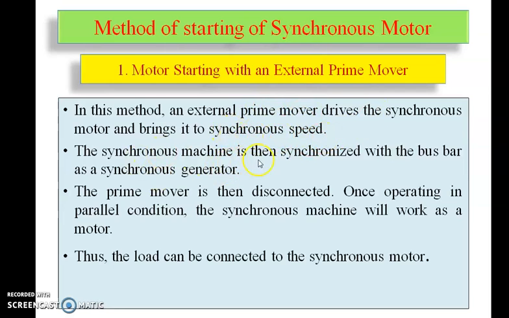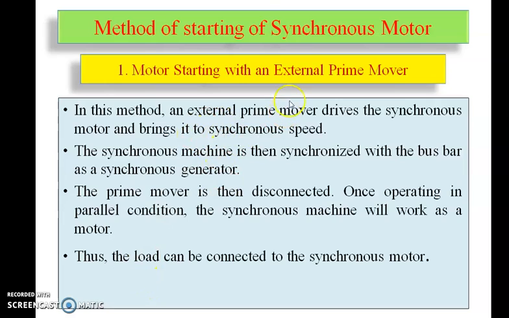The synchronous machine is then synchronized with the bus bar as a synchronous generator. The prime mover is then disconnected. Once operating in a parallel condition, the synchronous machine will work as a motor. That means what?